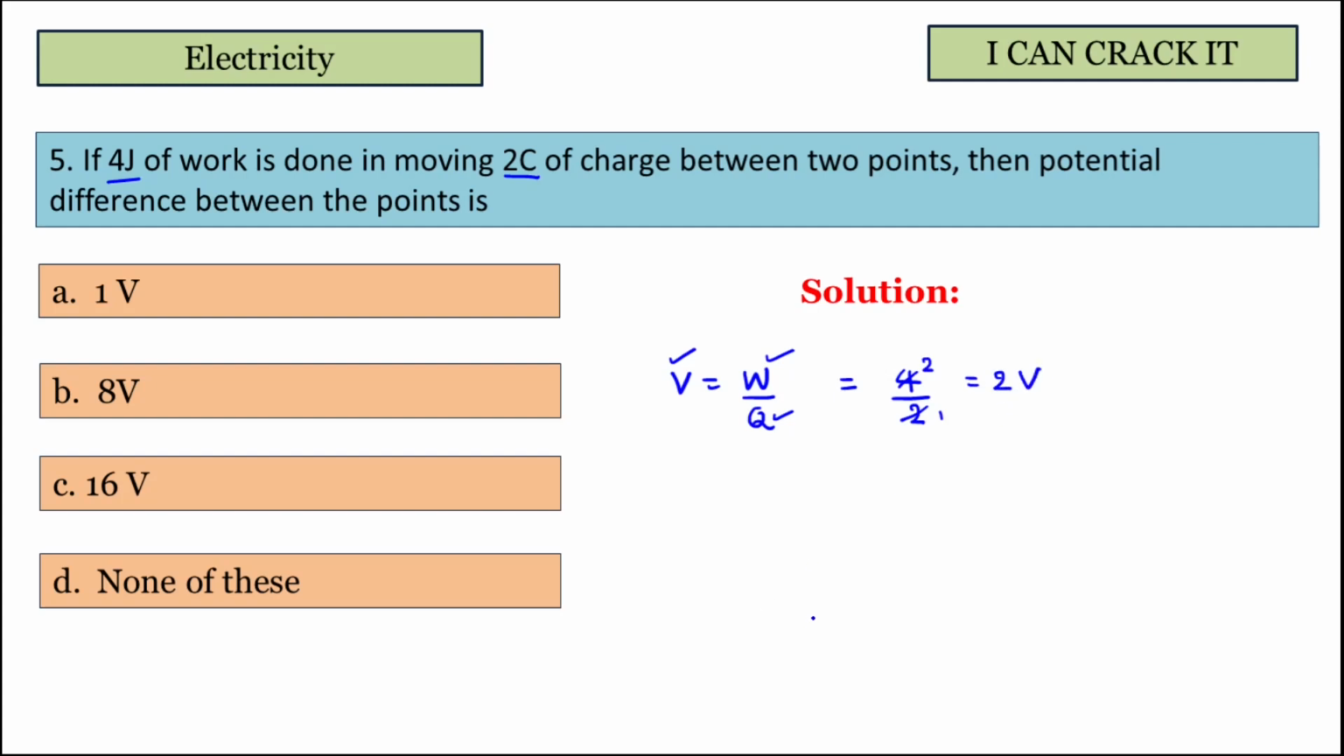So what's the potential difference then? The potential difference is 2 volt. Do you have option 2 volt? No. That means which option? Option D, none of these. Right.